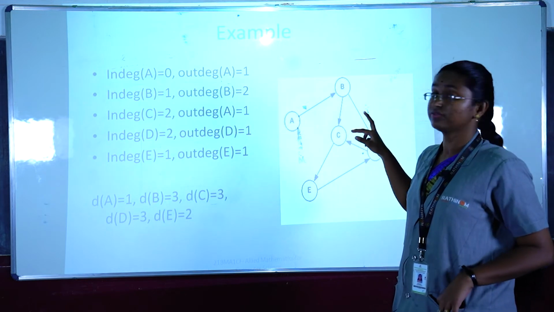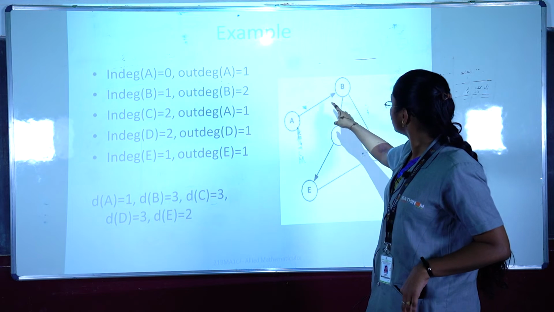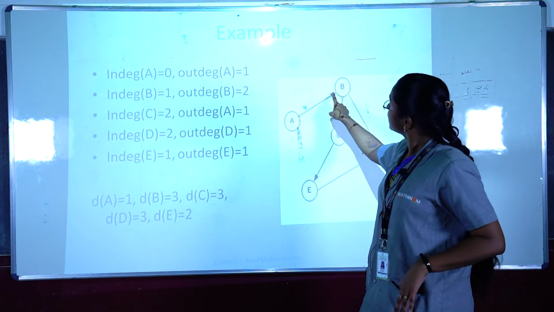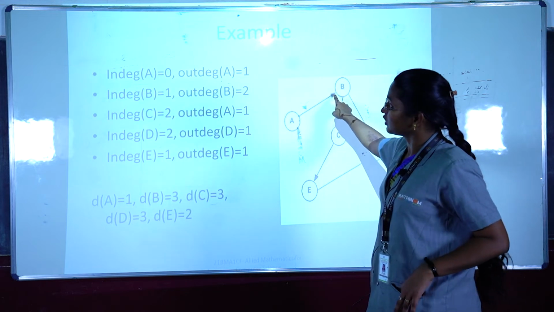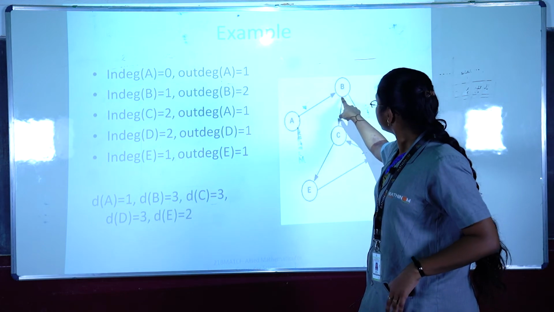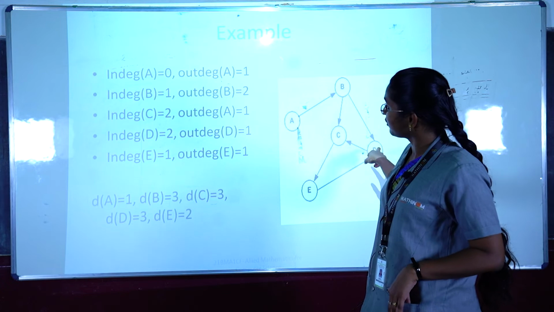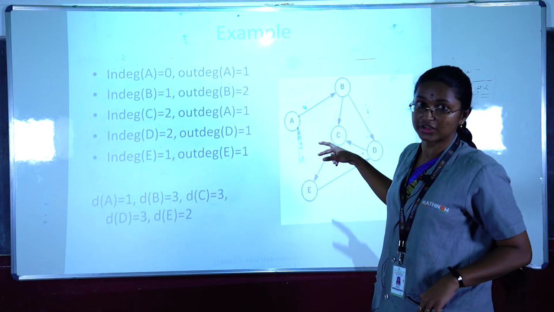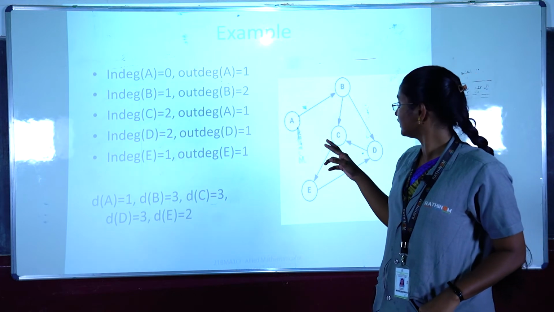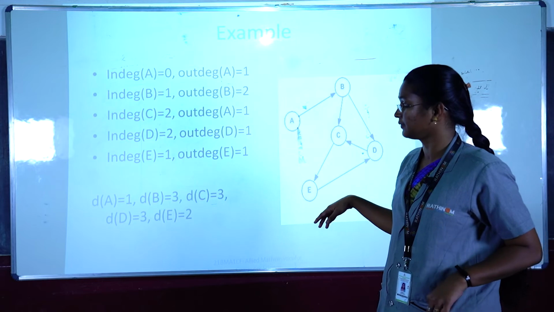Similarly, for the in degree of B, there is only one edge pointing to B, so the in degree is 1, and two edges originate from B, so the out degree is 2. Similarly, we can define the in degree and out degree for C, D and E.